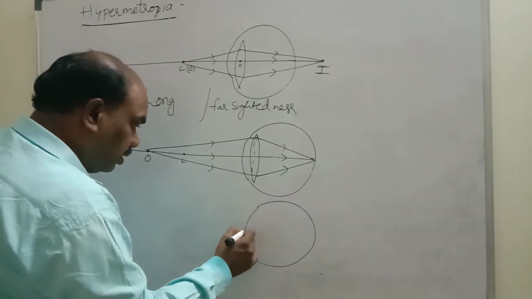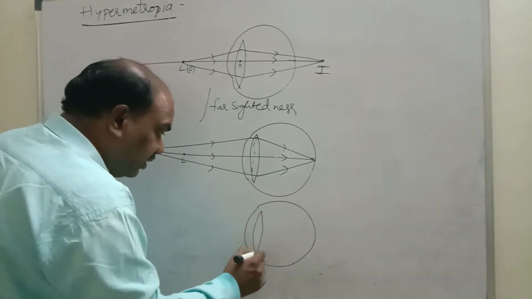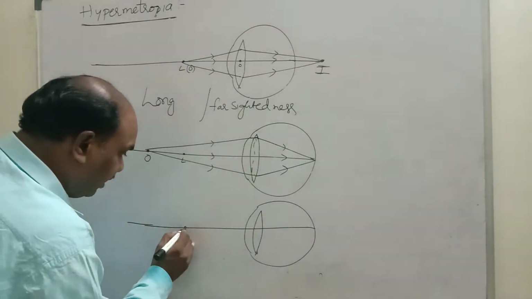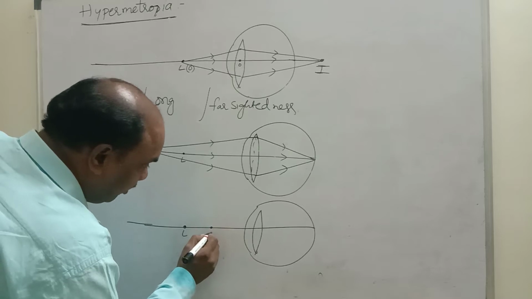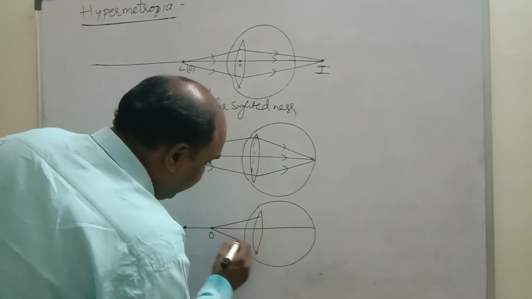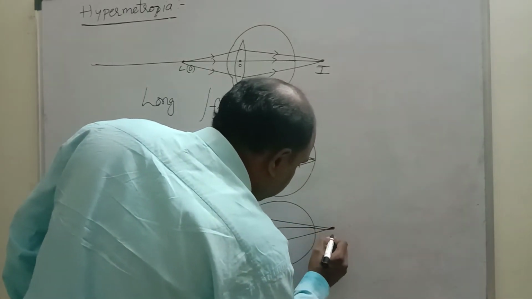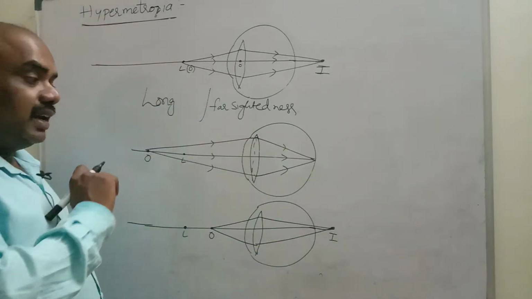If the object is before L, see here. This is the eyeball, this is the eye lens, this is the principal axis, and this is the LDDV, the least distance of distinct vision. If the object is before LDDV, what will happen? The image forms behind the retina, so he cannot see clearly.